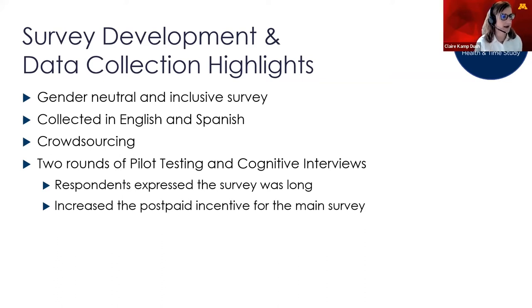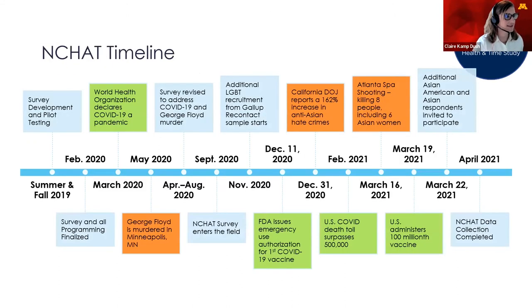And then we did two rounds of pilot testing as well as cognitive interviewing, and that was all done with our partners at Gallup. Respondents thought the survey was too long, because Gallup really strongly believes in 5 or 10 minute surveys, and we had it at 40 minutes. So we thought we were doing really good. I worked a lot with psychologists, and I remember some of our surveys being really long, but we did get it down to 40 minutes. And then we did increase the postpaid incentive a little bit because of people's reaction to the length of the survey.